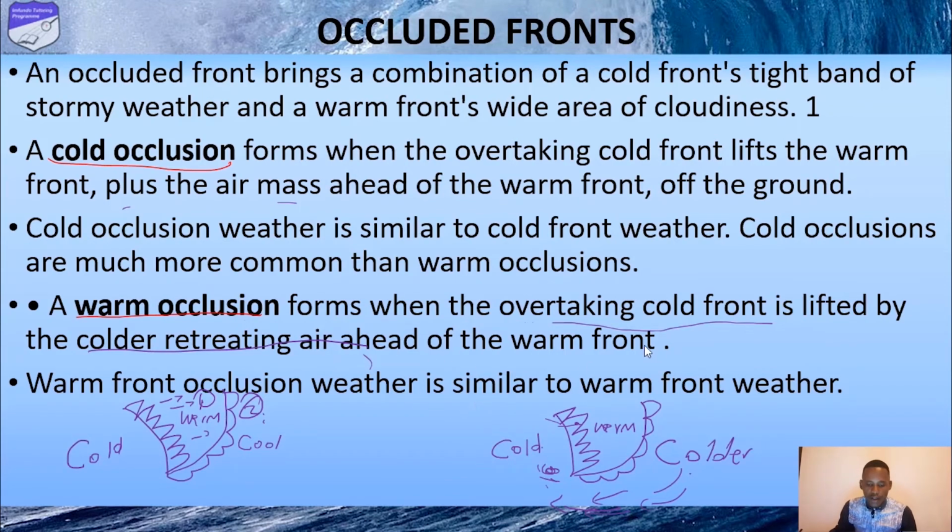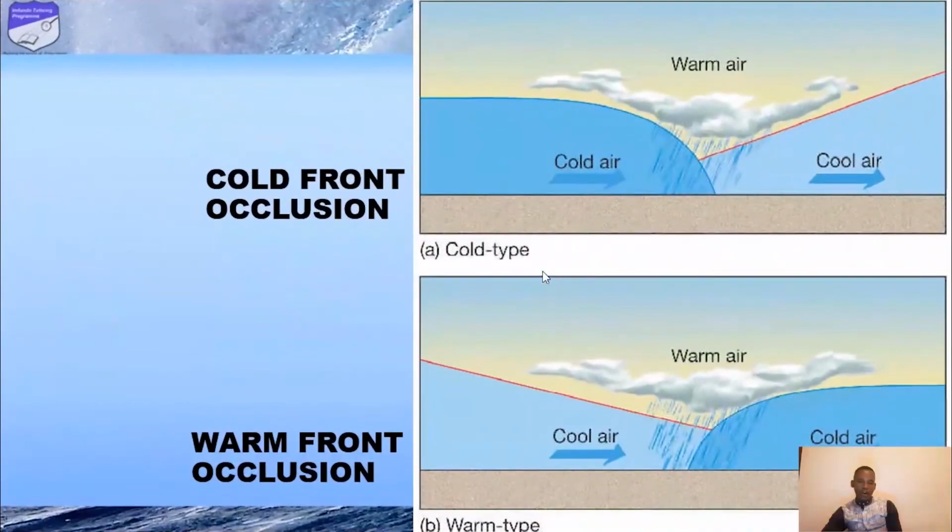Good. So a warm front occlusion's weather is similar to a warm front's weather, if you remember the characteristics of a warm front. So this one in the warm occlusion is similar to that one. Good. So, I forgot that I included this diagram. As we said, in a cold occlusion, we've got cold air here and cool air ahead of the warm front. Then here, on a warm occlusion, we've got cool air here and much colder air ahead of the warm front. Are we good? Thank you.